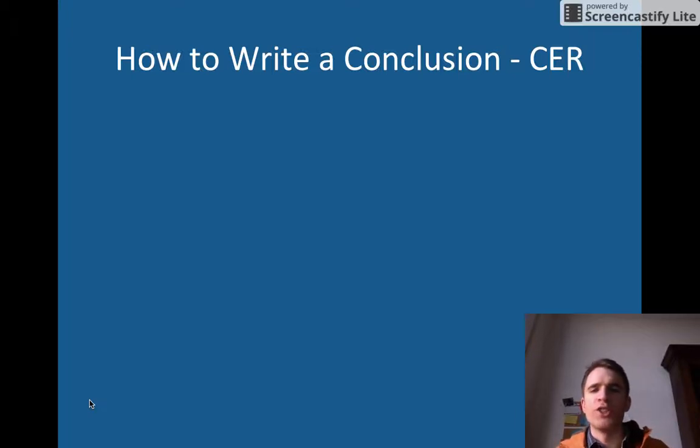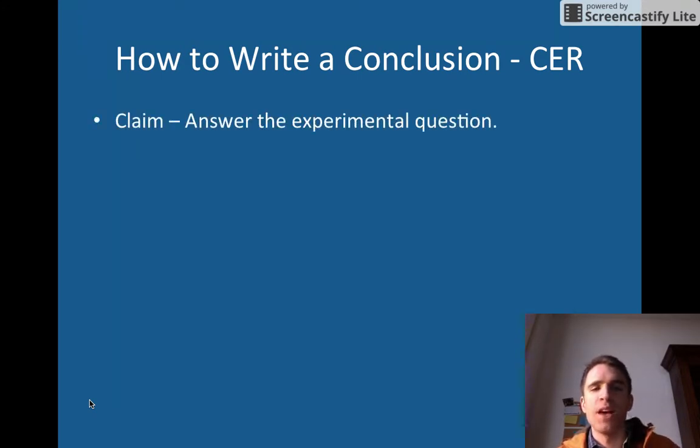How do we write a conclusion in science class? When we write a conclusion, we're going to use a format called CER. C stands for claim, E stands for evidence, and R stands for reasoning. So first thing you've got to do is make a claim. A claim simply answers the experimental question.